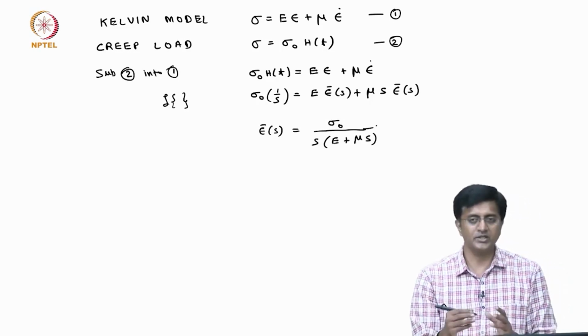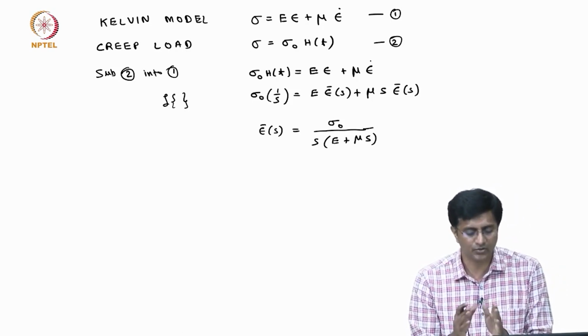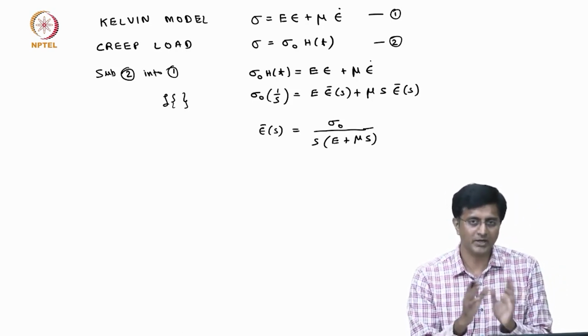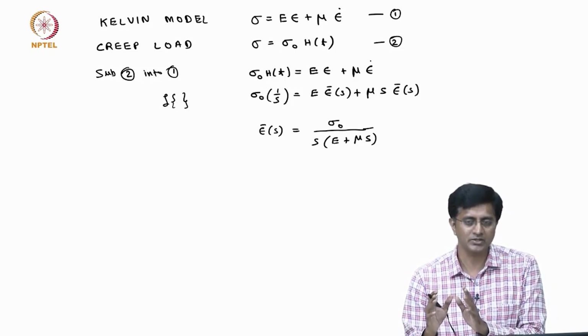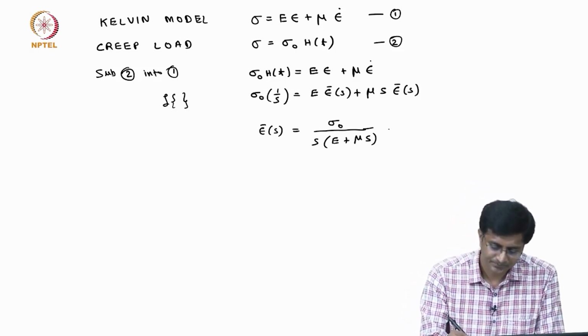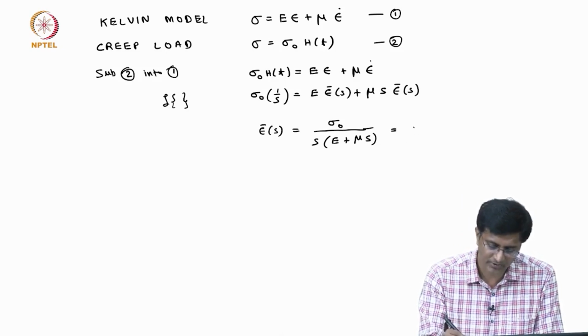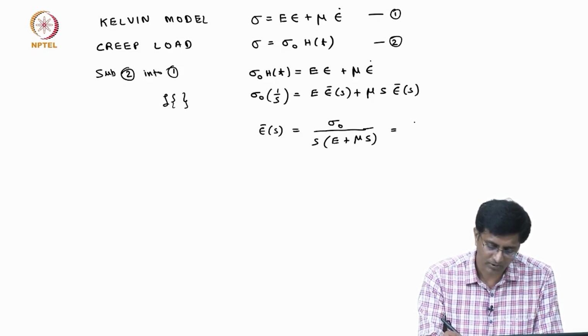So, again let us simplify this so that we can write it in standard terms, where we can have 1 by s plus some constant times s plus constant a. For this, first let us bring the denominator into s plus constant. For that we will multiply both numerator and denominator with 1 by mu. So, sigma naught by mu should give us s times s plus E by mu.